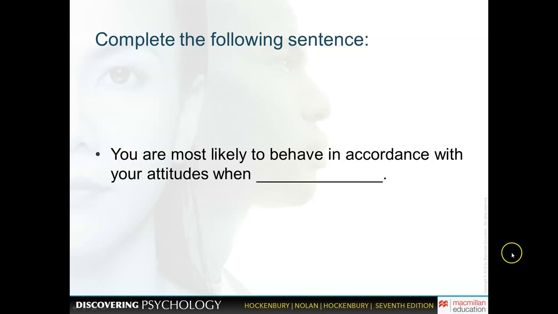And another answer is, we behave in accordance with our attitudes when they are based on direct experience, through repetition. Or we tend to behave in accordance with our attitudes when we are very knowledgeable about a certain subject.